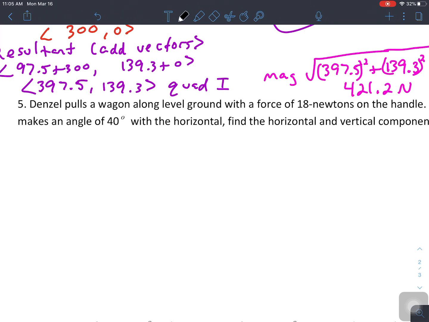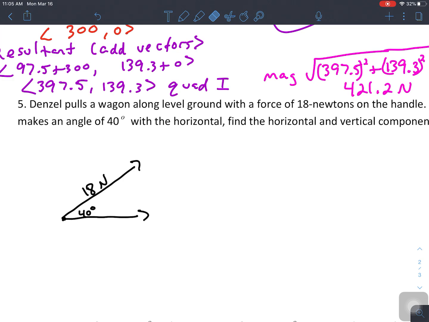You can draw any picture that you want. I'm just going to keep it simple here. Okay, so we have a horizontal component. And then we got the handle that's going up like this, and this is at 18 newtons, and it's a 40-degree angle that it's making with the ground, with the horizontal force.